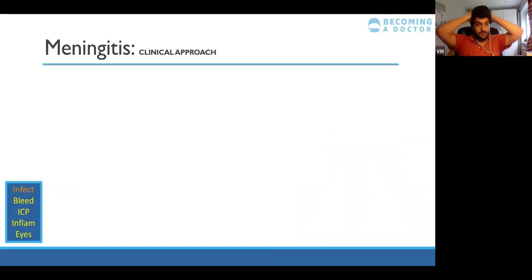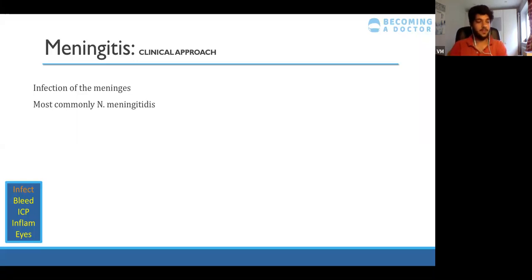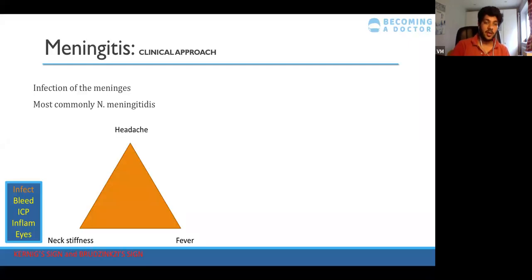So let's go for the first one, infection. The main infectious cause of headache that you need to know about is meningitis. Meningitis is infection of the meninges. And the main causative agent for this is Neisseria meningitidis. There are other causes, but that's the most common cause of meningitis. And clinically, we see this in patients through the triad of headache, obviously, because we're talking about headaches, neck stiffness, and fever. So already you're starting to think about how to formulate a headache history.